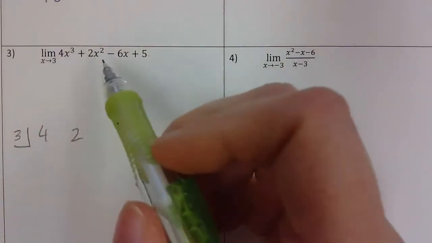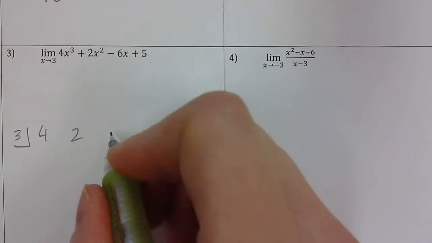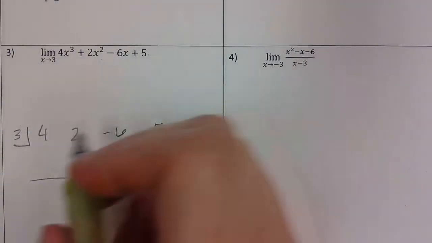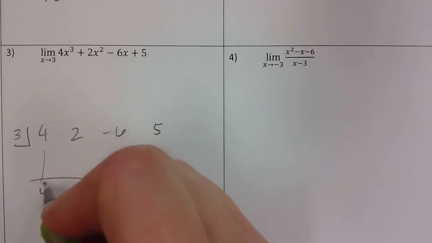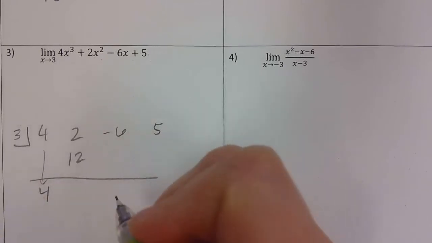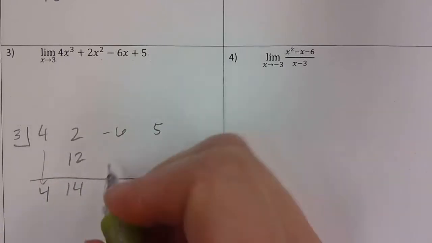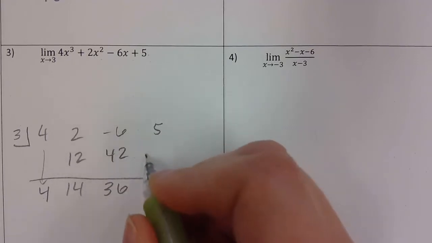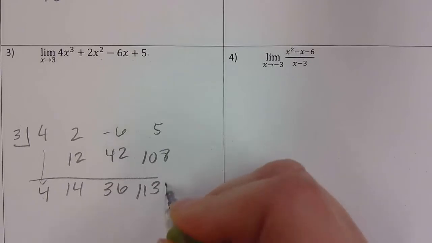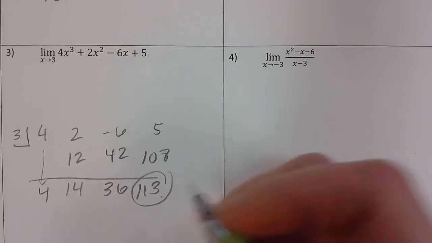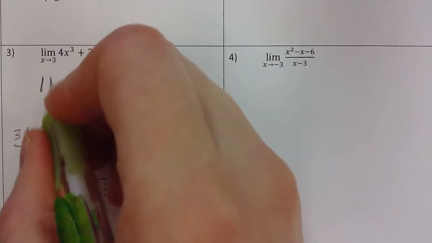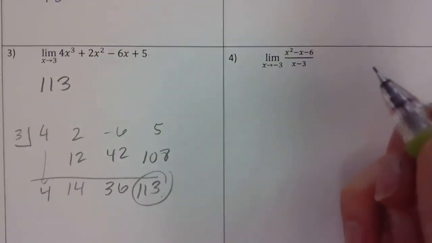So let's see, it goes cube, squared, x, and a constant, so I don't need to put any 0 placeholders in there. I write down my coefficients, bring down the 4. Remember, we're multiplying and then adding. Let's see, 30, 42. And this number at the end is that value. So the limit as x approaches 3 of that polynomial function is just going to be 113.